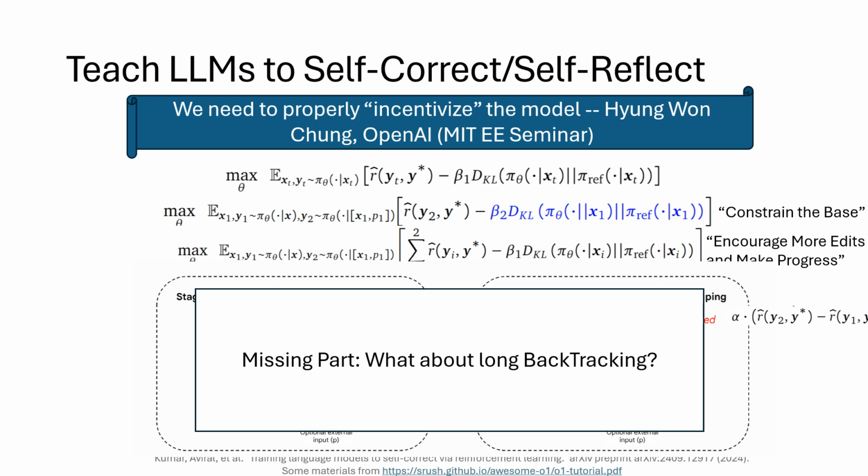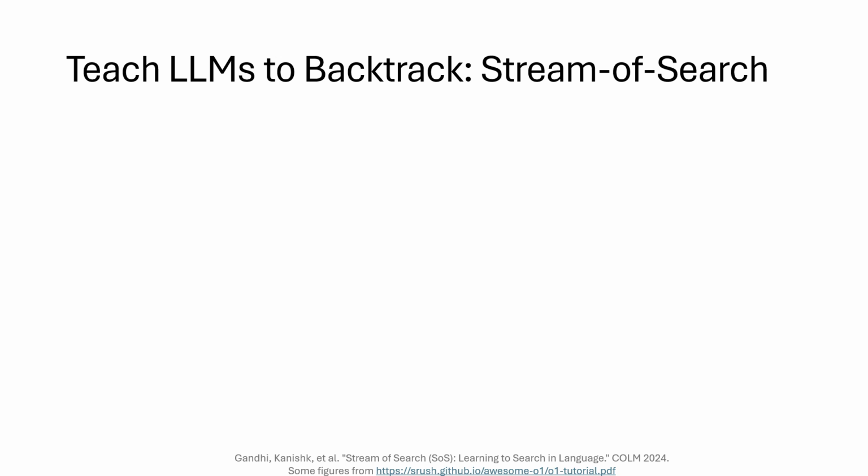But this is not the complete story. This may be limited to the two-round response or two-round iterative prompting. Then we want to ask, what about long backtracking? How can we enable the Transformer to do this? There are actually different ways to teach a language model to do backtracking.